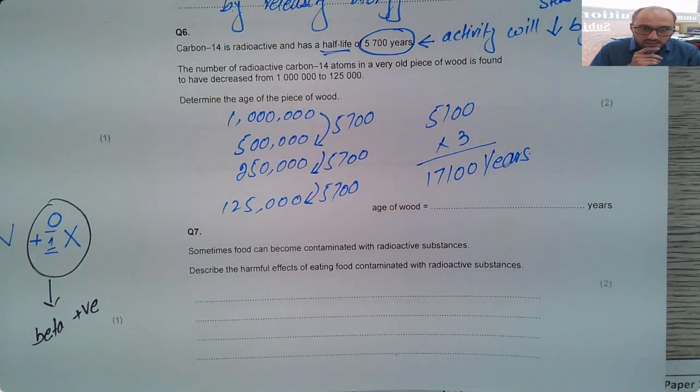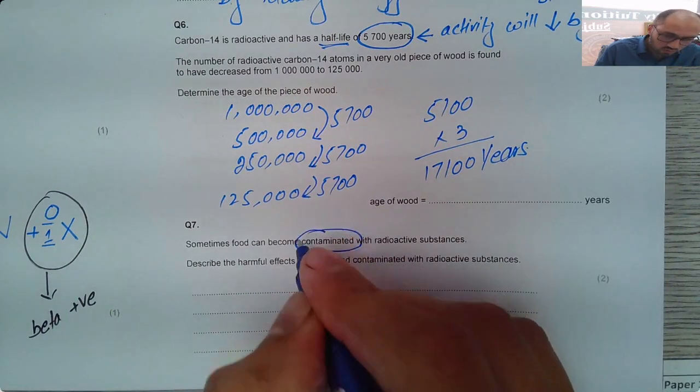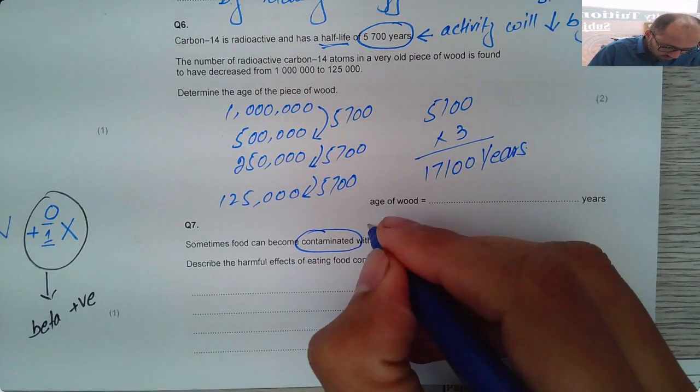Next question says, sometimes food can become contaminated with radioactive substances. Recall. Contaminated means becomes radioactive.